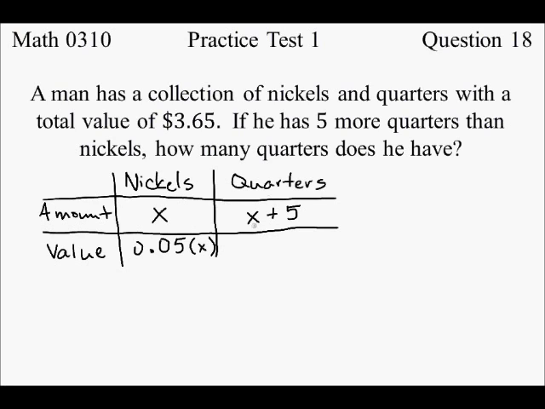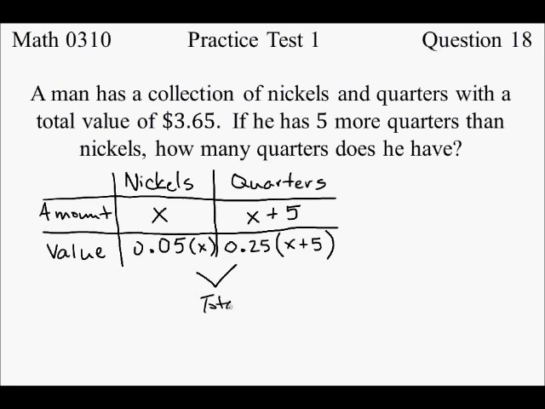Quarters, we know, are worth 25 cents, so let's write that as 0.25. And the amount of quarters we have is going to be multiplied by 25 cents, and we know the amount of quarters we have here is x plus 5. That's how many quarters we have. So the value of nickels plus the value of quarters should give us the total value we have, right? If we add these two together, we should get the total.